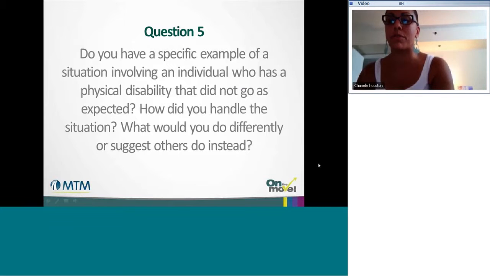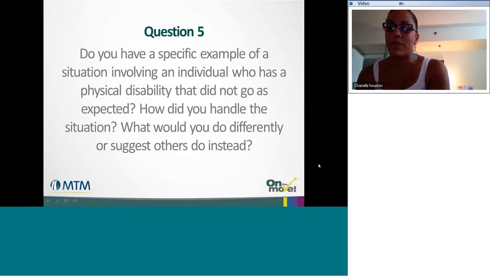So question number 5 is, do you have a specific example of a situation involving an individual who has a physical disability that did not go as expected? How did you handle the situation, and what would you do differently or suggest others do instead? So I have an example of a situation that didn't go as expected.